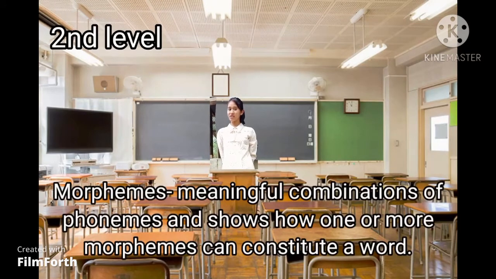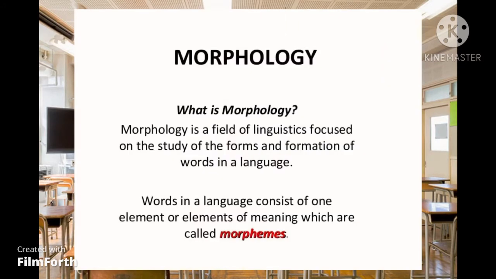The next higher level is concerned with morphemes. A morpheme is the meaningful combination of phonemes, and this level shows how one or more morphemes can constitute a word. So this part of linguistics is called morphology. Morphology is a field of linguistics focused on the study of the forms and formation of words in a language.